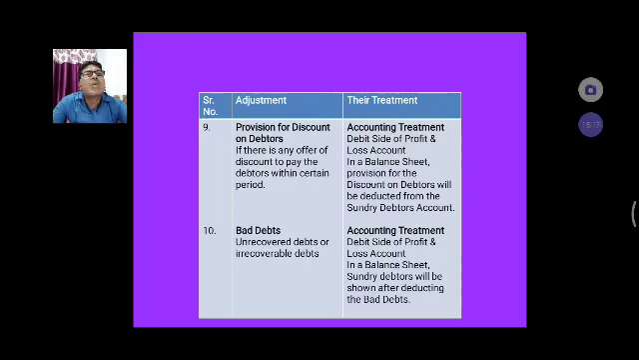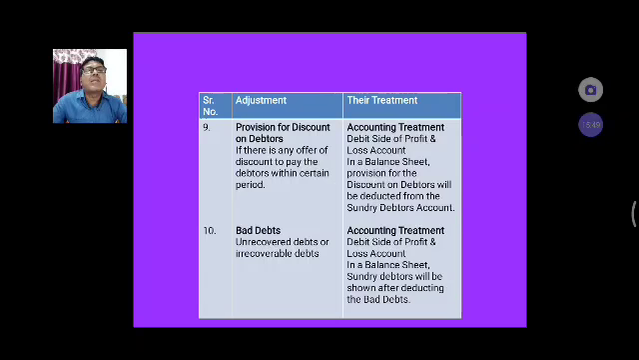Number 9, provision for discount on debtors. If there is any offer of discount to the debtors to pay within a certain period, we call it provision for discount on debtors. The accounting treatment: the debit side of profit and loss account, and in the balance sheet, provision for the discount on debtors will be deducted from the sundry debtors account.